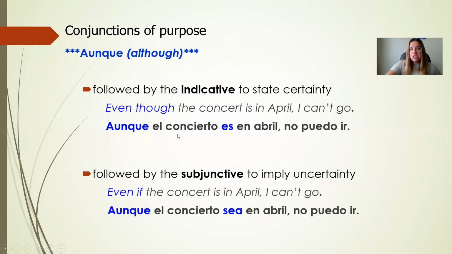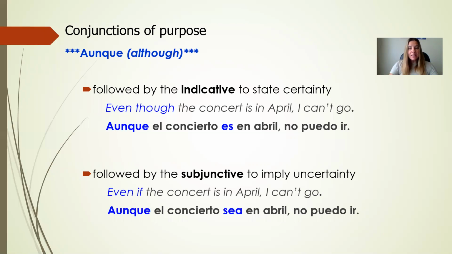Aunque is a conjunction of purpose. However, it is not always followed by the subjunctive. That's why it's got the asterisk there. Aunque means although. And it's kind of easy to remember. Aunque sounds kind of like although. It can be followed by the indicative, so not subjunctive, when it's in a statement of certainty. So, aunque el concierto es en abril, no puedo ir. So, even though or although the concert is in April, I can't go.